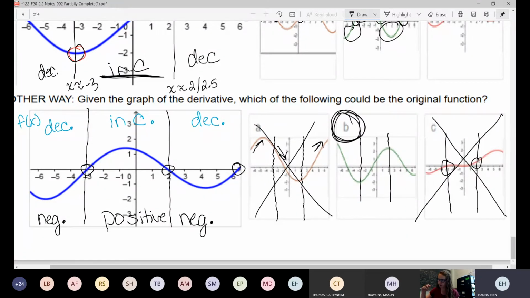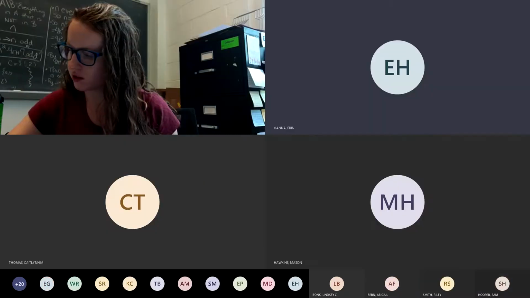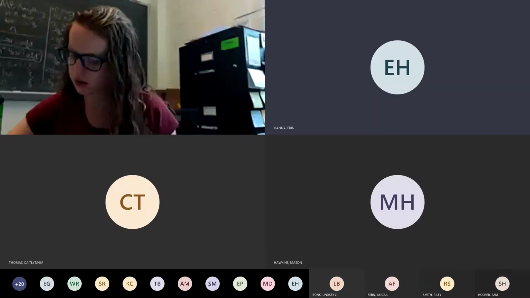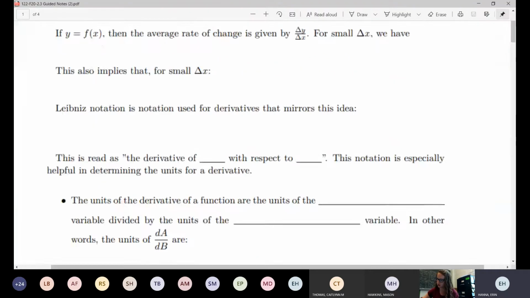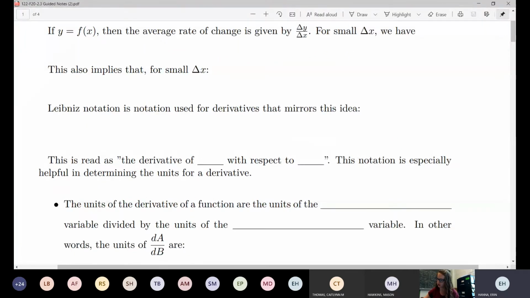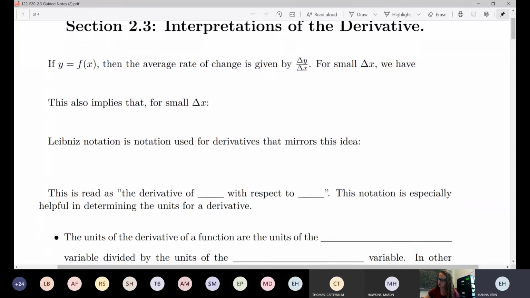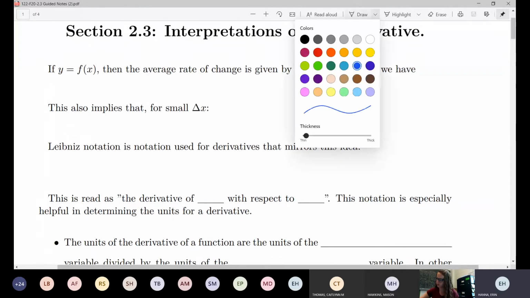All right, so let's head over to 2-3 then. So unshare that, and where is 2-3? Oh, no. There we go.